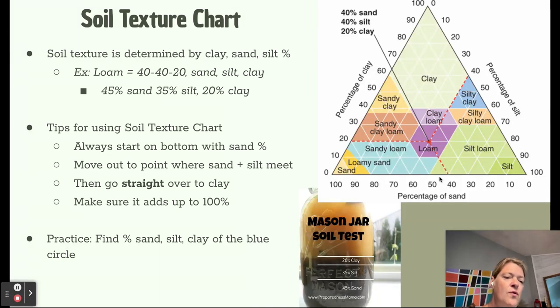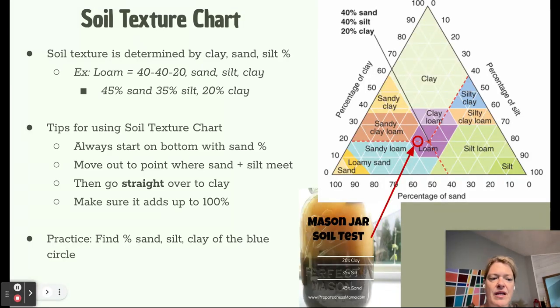So if I go to 45% sand and 35% silt, that's about right here. Yeah, about right there on this line, actually. I go over and it's 20% clay. Again, this is a loam soil, so it's the exact same soil that we had before. So we're actually going to do this mason jar test, so we'll talk about that in more detail when we do the lab.